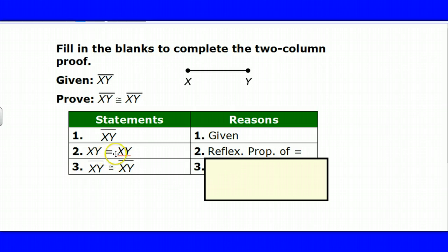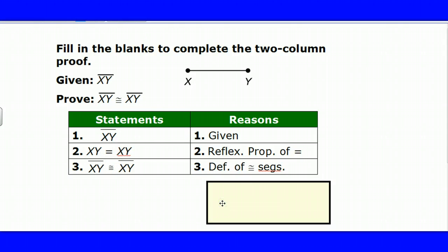So if XY equals XY, we now can state what we were setting out to prove, and that is that XY is congruent to XY. And that is based on this step, right? The previous step tells us that XY equals XY, so this is our definition of congruent segments, all right? Very good. So we're using a property and a definition in our reasoning.